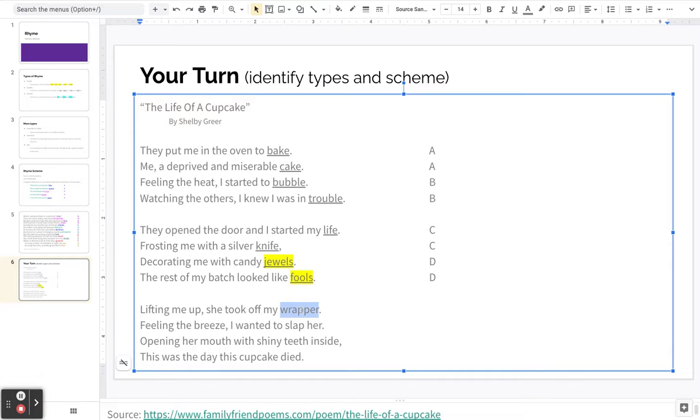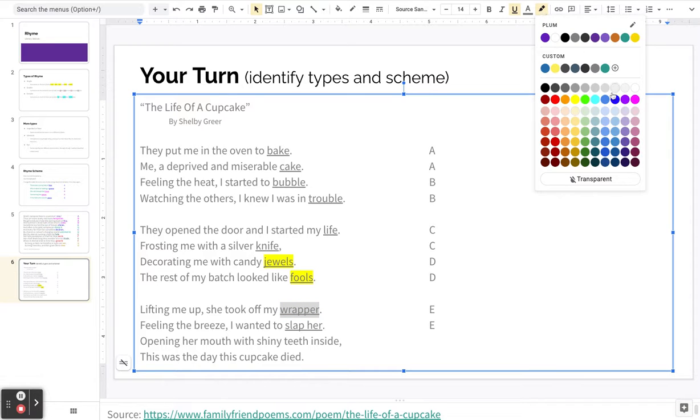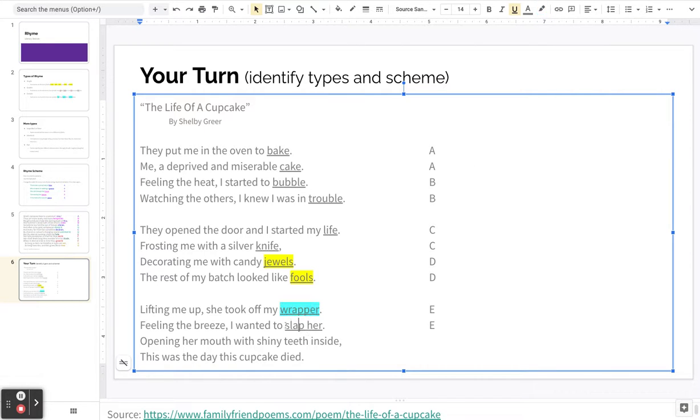Lifting me up, she took off my wrapper. All right, new rhyme there. Okay. Feeling the breeze, I wanted to slap her. Oop, two words making a rhyme. Again, this is imperfect. Okay, now in terms of the rhyme, wrapper and slap her, the syllables are similar, but because this is one word and this is two, that's an imperfect one, right? So we're going to take a moment and highlight this little different one. And I'm going to highlight that differently.